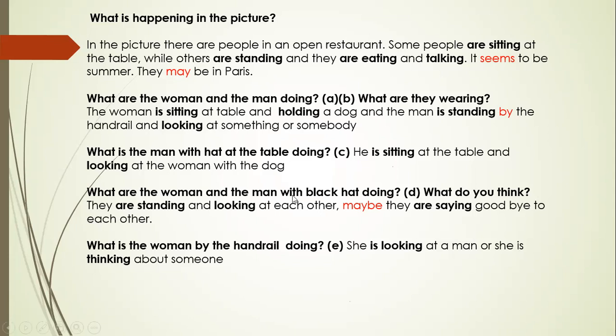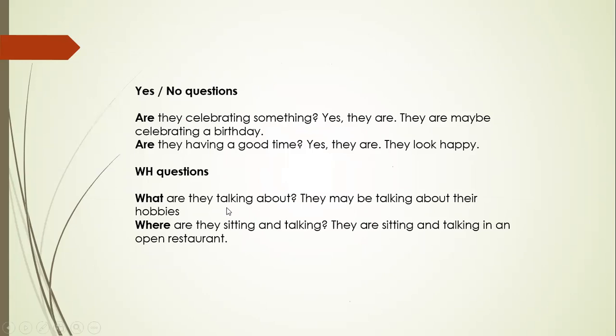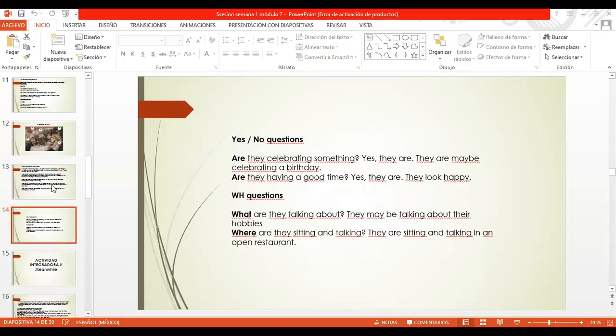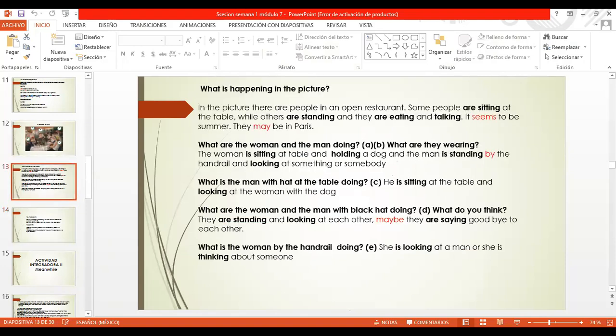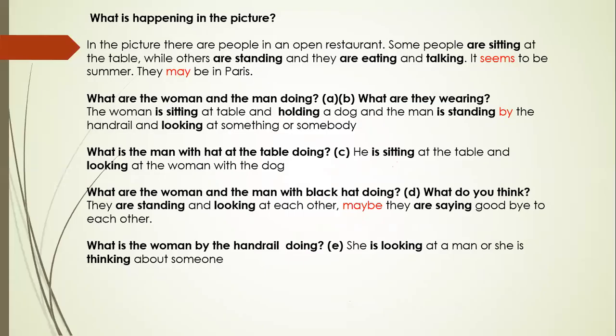What are the woman and the man with black hat doing? What do you think? They're standing and looking. Sorry, I'm going back. So here it is. So it says here, what is the man with the hat at the table doing? He's sitting at the table and looking at the woman with the dog. And what are the woman and the man with black hat doing? What do you think? They are standing and looking at each other.